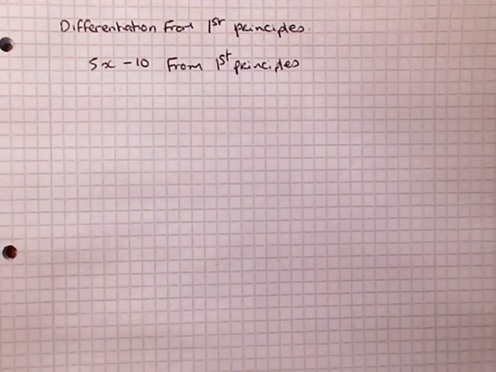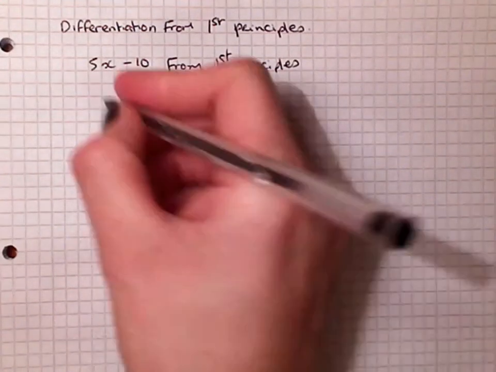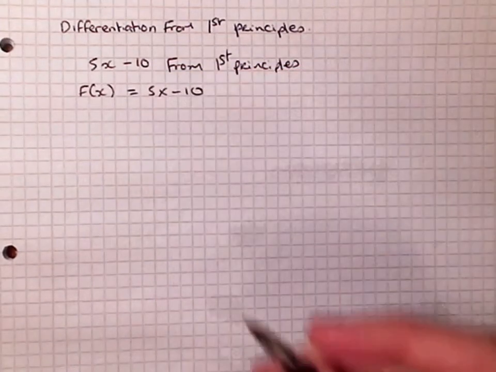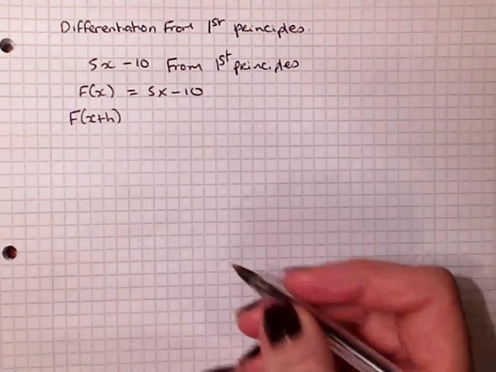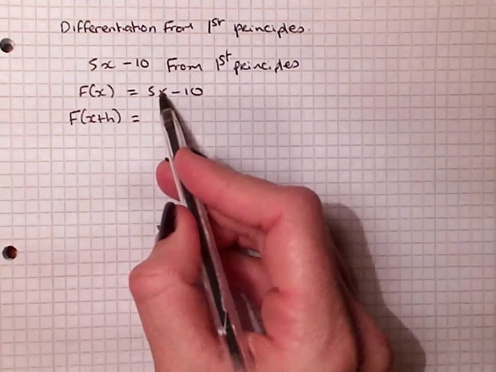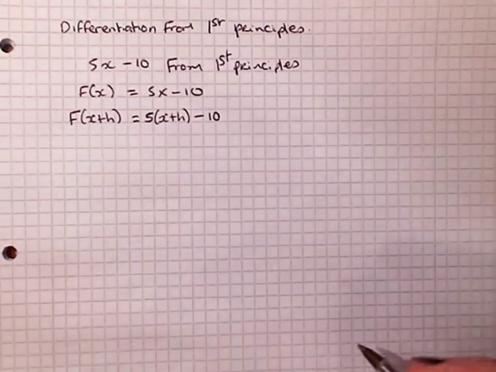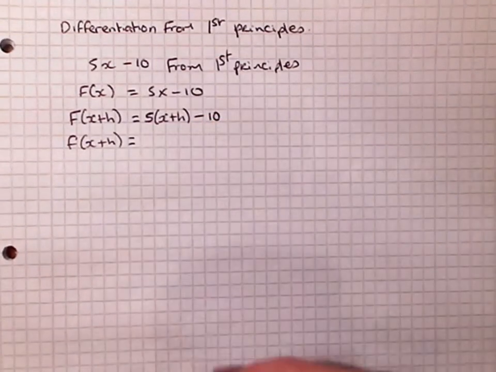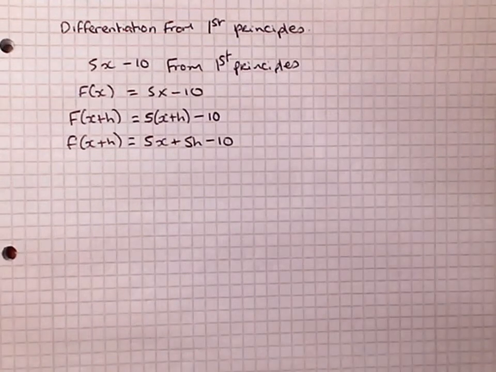You're specifically told to differentiate from first principles, but before we even start, we know the answer to this is going to be 5. So we start off: f of x is equal to 5x minus 10. Next is f of x plus h. Everywhere you see x, you replace it by x plus h, then take away your 10. Always simplify as best you can before you move to the next step. So 5x plus 5h minus 10.